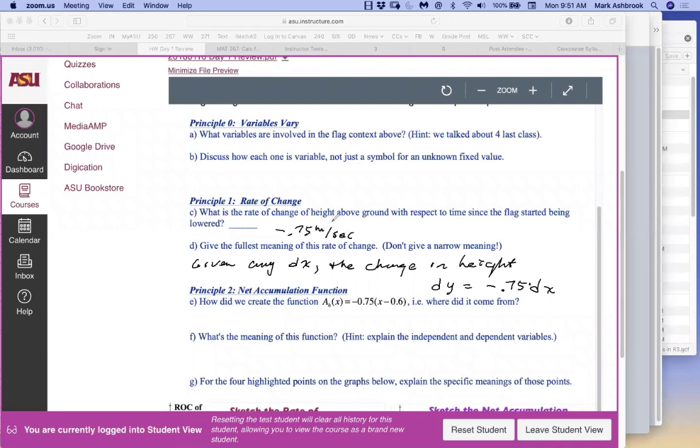How far does it go in 1/10 of a second? You'd multiply this by 1/10. So that's all this is saying. Given a change in time, you would multiply it by your constant rate, and that would give you how much the height changes.